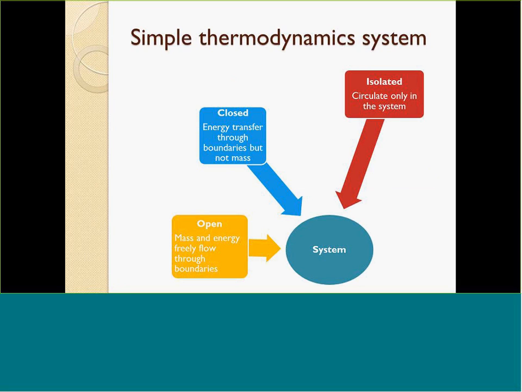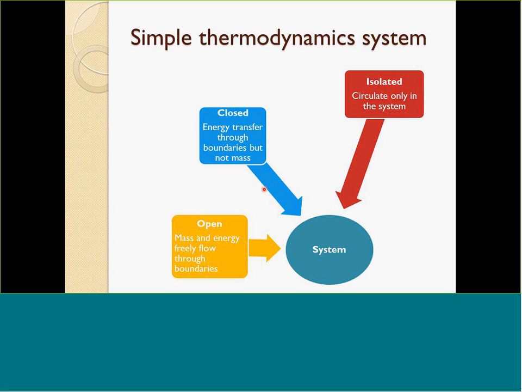Now, for a thermodynamic system, we have one particular system. It can be an open system, a closed system, or an isolated system. For the isolated system, it's going to circulate only in that particular system, like what you have in the refrigerator system. It's going to circulate all over again, and the energy transfers through the boundary, but not the mass.